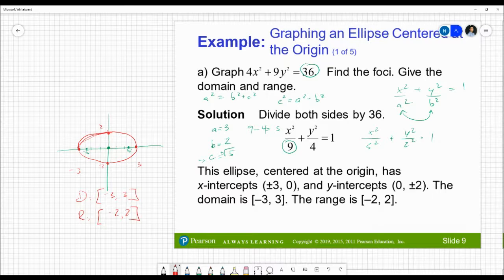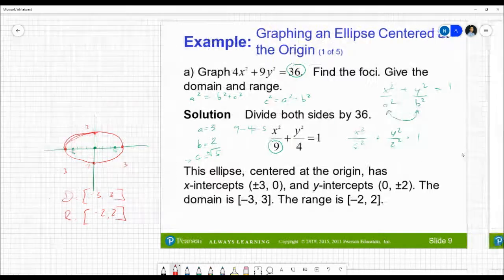From there, we know where to plot a. We add the a's, we add the b's, we draw the ellipse. From there, we can determine domain and range by just looking at the tips of the ellipse, where the domain is from the leftmost tip to the rightmost tip, and the range is from the bottommost tip to the topmost tip.